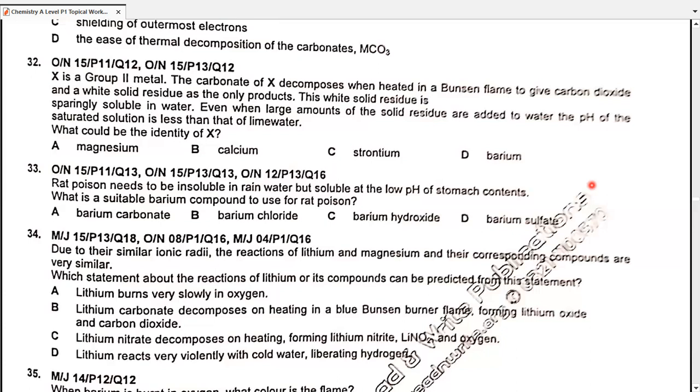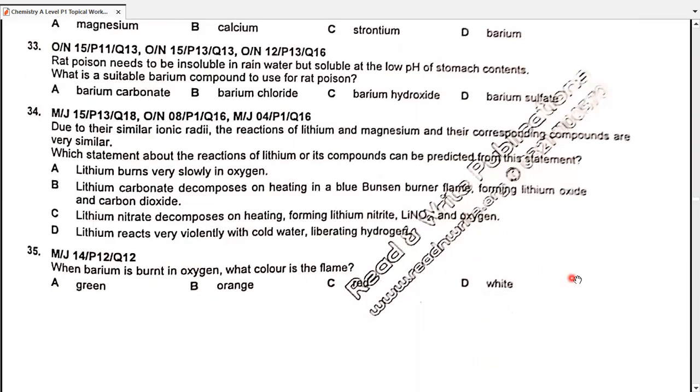Yes, okay, sir. 34. Due to their similar ionic radii, the reactions of lithium and magnesium and their corresponding compounds are very similar. Which statement about the reactions of lithium or its compound can be predicted from the statement? Lithium burns slowly in oxygen. Lithium carbonate decomposes on heating in a blue Bunsen burner flame, forming lithium oxide and carbon dioxide. Lithium nitrate decomposes on heating, forming lithium nitride and oxygen. Lithium reacts very violently with cold water, liberating hydrogen.